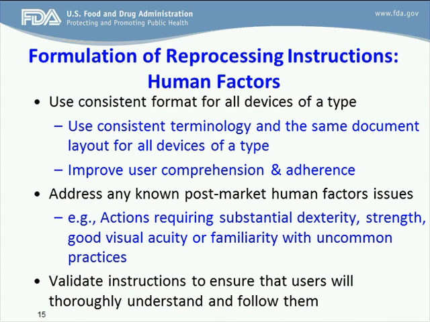You should address any known post-market human factors issues that exist for reprocessing your device or similar devices. For example, actions requiring substantial dexterity, strength, good visual acuity, or familiarity with uncommon practices present human factors challenges. As part of your design controls, you should validate your reprocessing instructions to ensure that users will thoroughly understand and follow them. The guidance document includes recommendations for designing a human factors study of reprocessing instructions.